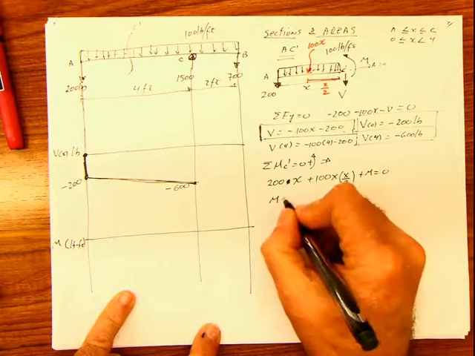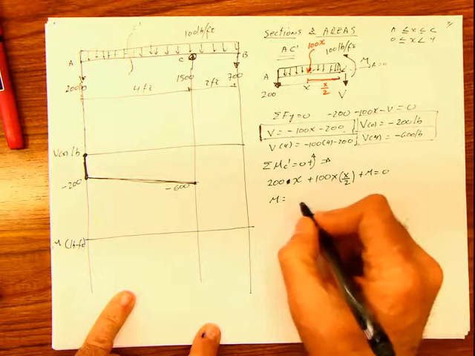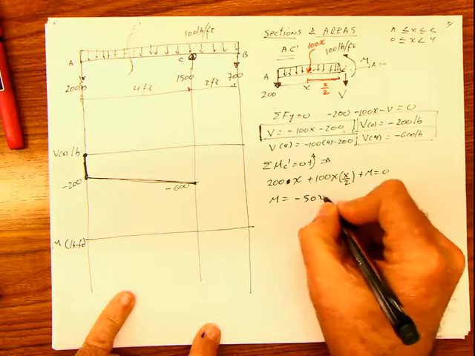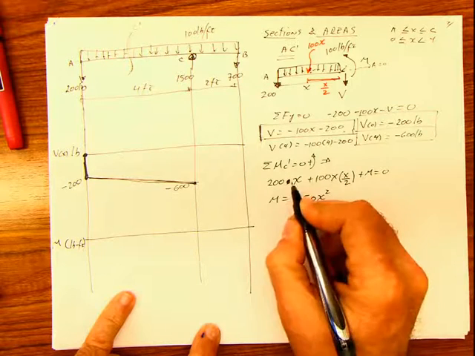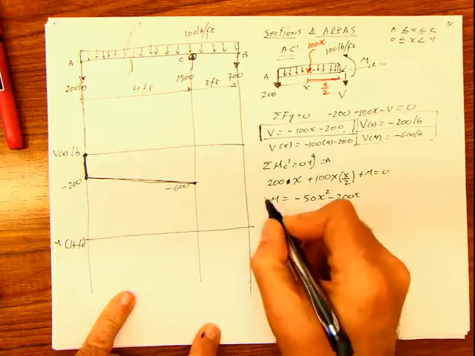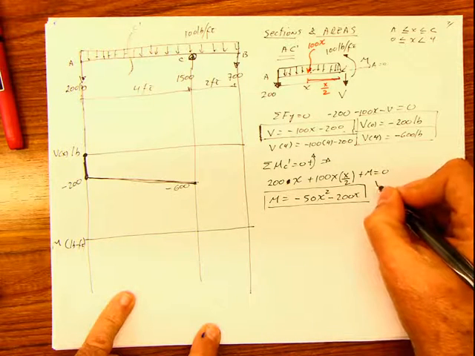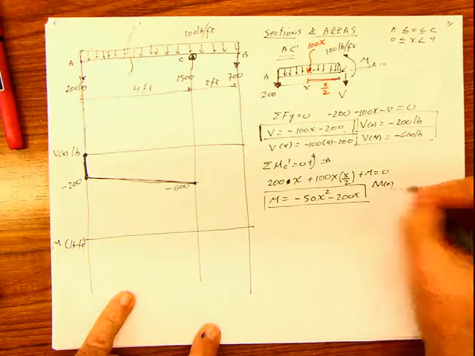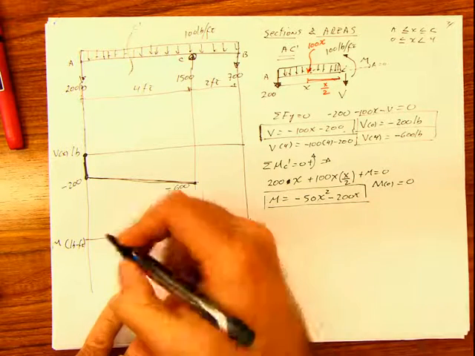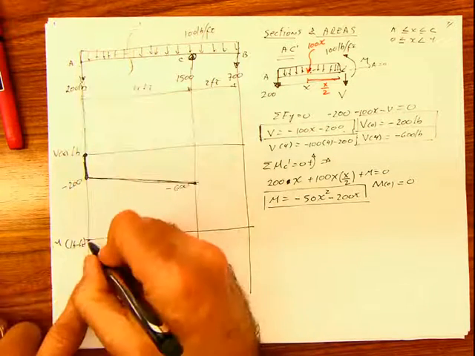So our moment equation is going to be 100 divided by 2 is 50, 50x squared, pass it to the other side, negative 50x squared, 200x, pass it to the other side, negative 200x. And with this, you can say that your moment for x equals 0 is going to be 0, which makes sense because you don't have any concentrated moment at this point, so it should start in 0.